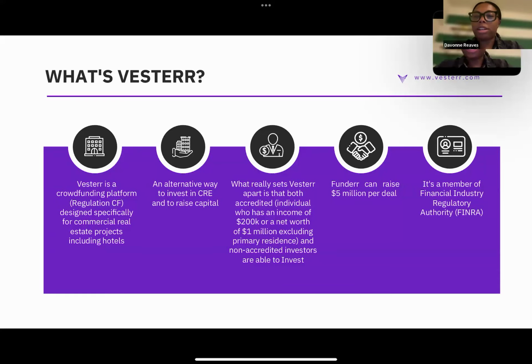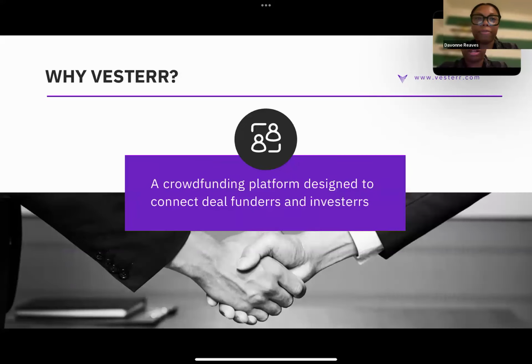A funder is someone who can raise up to $5 million per deal per year through crowdfunding. I didn't make that up. That's through Reg CF of the SEC, which stands for Securities and Exchange Commission. And we're also a member of the Financial Industry Regulatory Authority, which stands for FINRA. So we're not just like a website. We had to go through a lot of compliance.